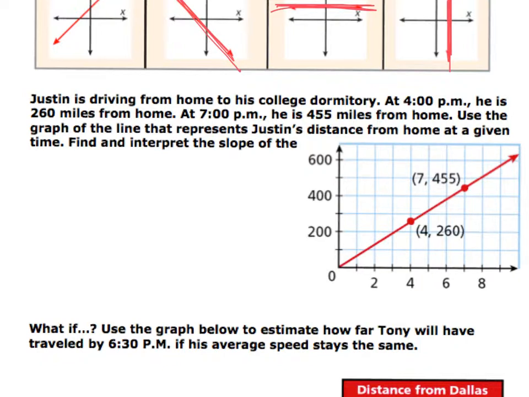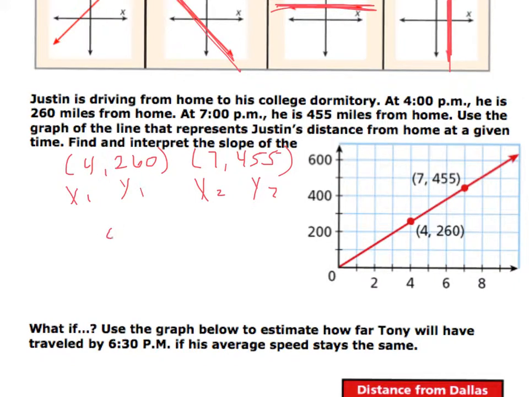All right, it says, Justin is driving from home to his college dorm. At 4 p.m. he is 260 miles from home. At 7 p.m., he is 455 miles from home. Use the graph of the line that represents Justin's distance, and we want to find the slope of that line. Okay, so our two ordered pairs are (4, 260) and (7, 455). Okay, and we can go ahead and plug that into our slope formula. So we got x1, y1, and x2, y2.